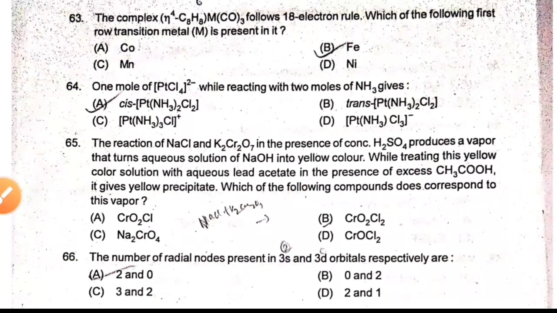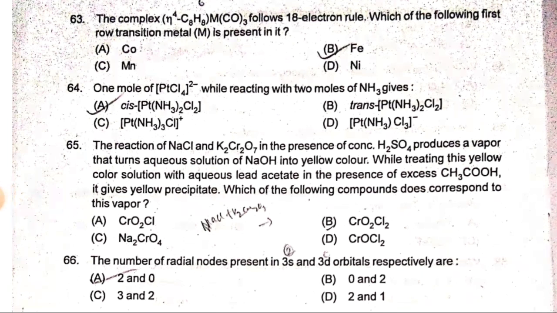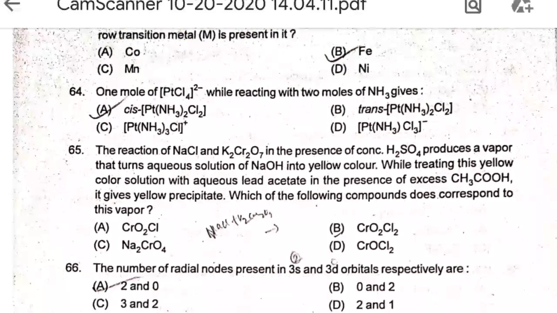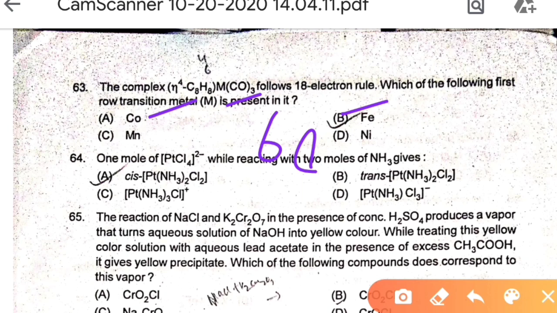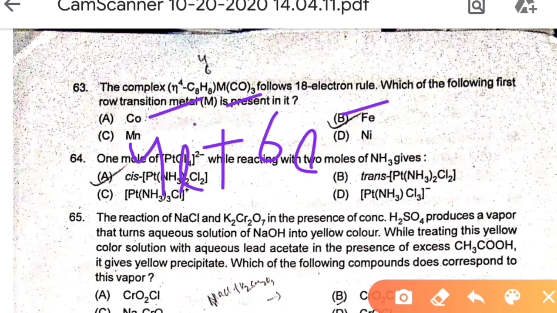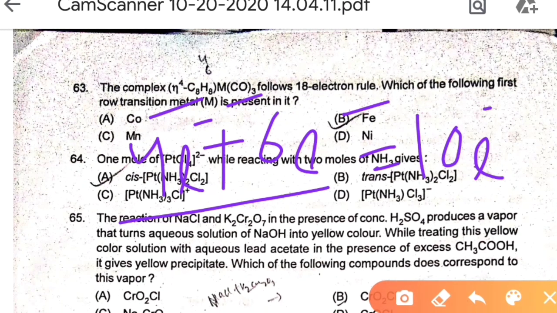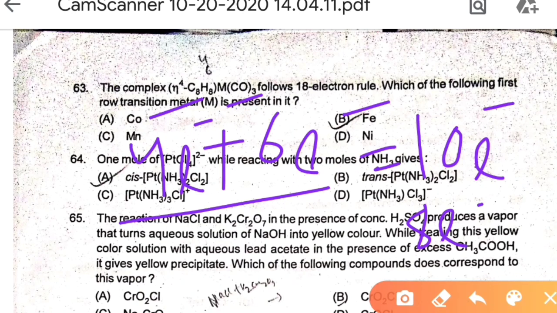Question number 63. The complex follows the 18 electron rule. Which of the following first row transition metals is present? Okay, so here it has 6 electron contribution and this particular ligand has 4 electron contribution. So this will be equal to 10 electrons. So we need an 8 electron species to complete our 18 electron rule. So in case of iron, there are 8 outer valence electrons present. So the correct answer for this particular question is B.